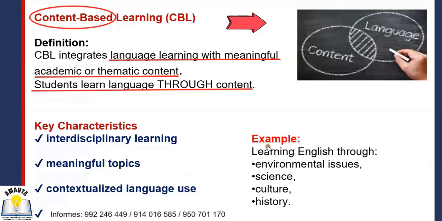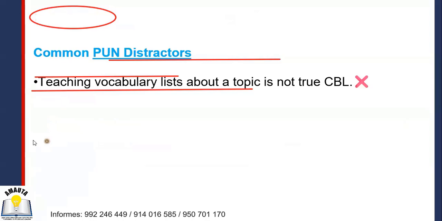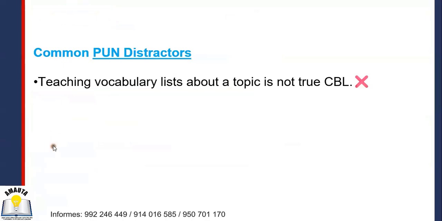Okay, so now examples of this content. Students learn English through different issues like environmental issues, and this is also aligned to the environmental approach, or different topics of interest. The next slide. What are the common distractors about this content-based approach?